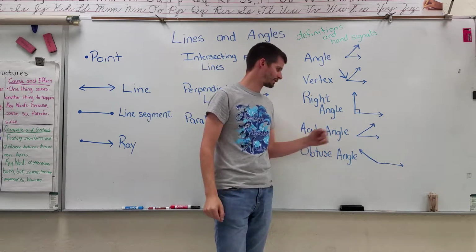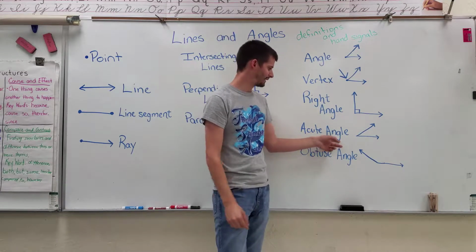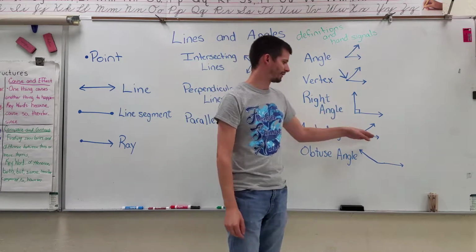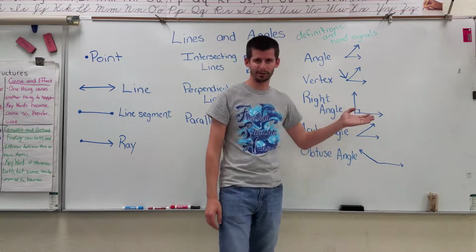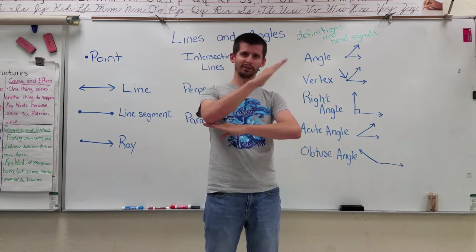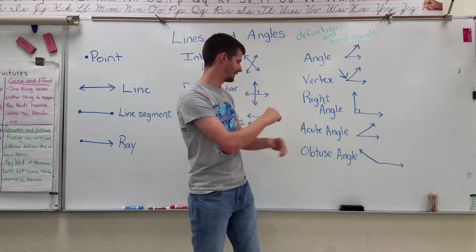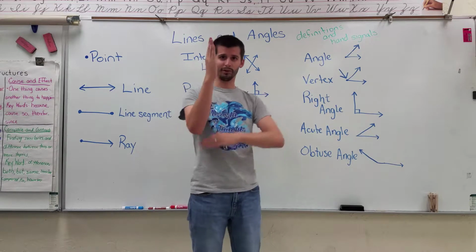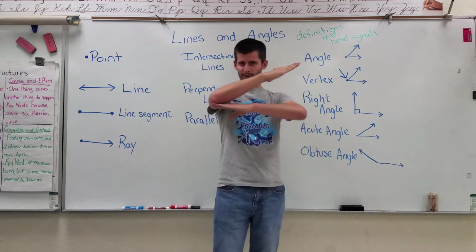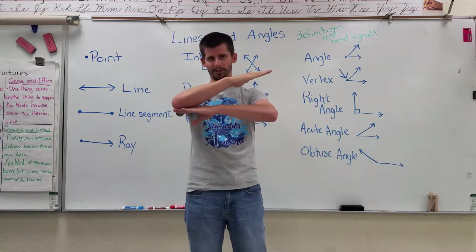The next one we have is an acute angle. Now an acute angle is an angle that is from 1 degree to 89 degrees. It's less than 90 degrees. So it is smaller than a right angle. I always think of a cute little squirrel, you know, a small little squirrel. So an acute angle is a small angle. We show that by making an acute angle with our arms.